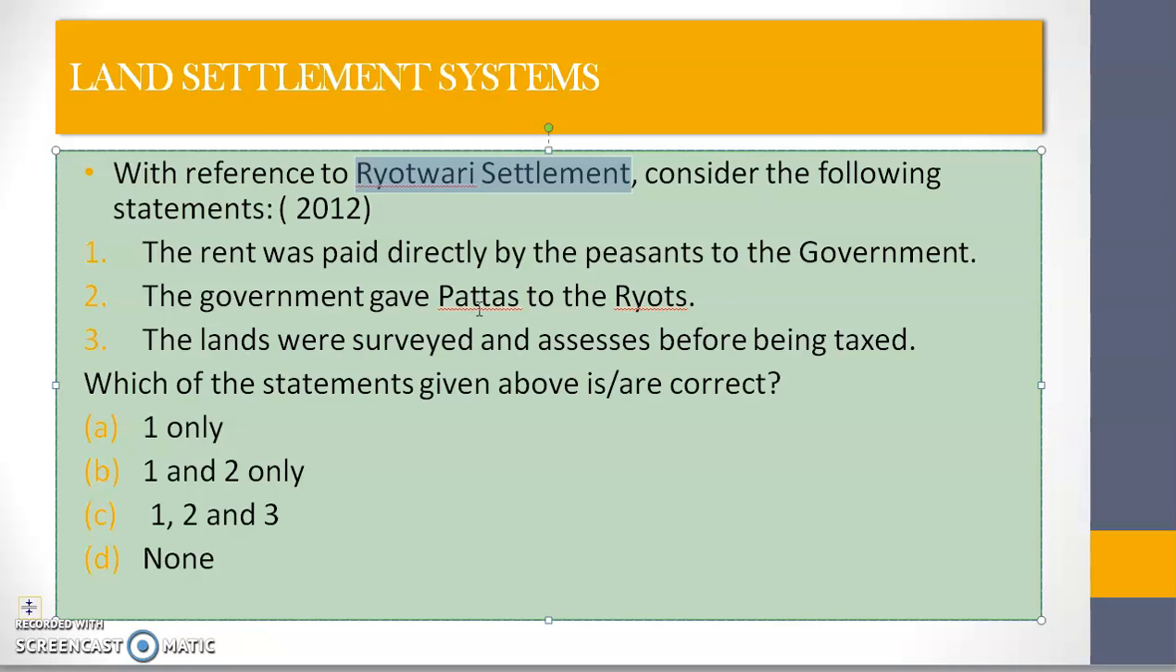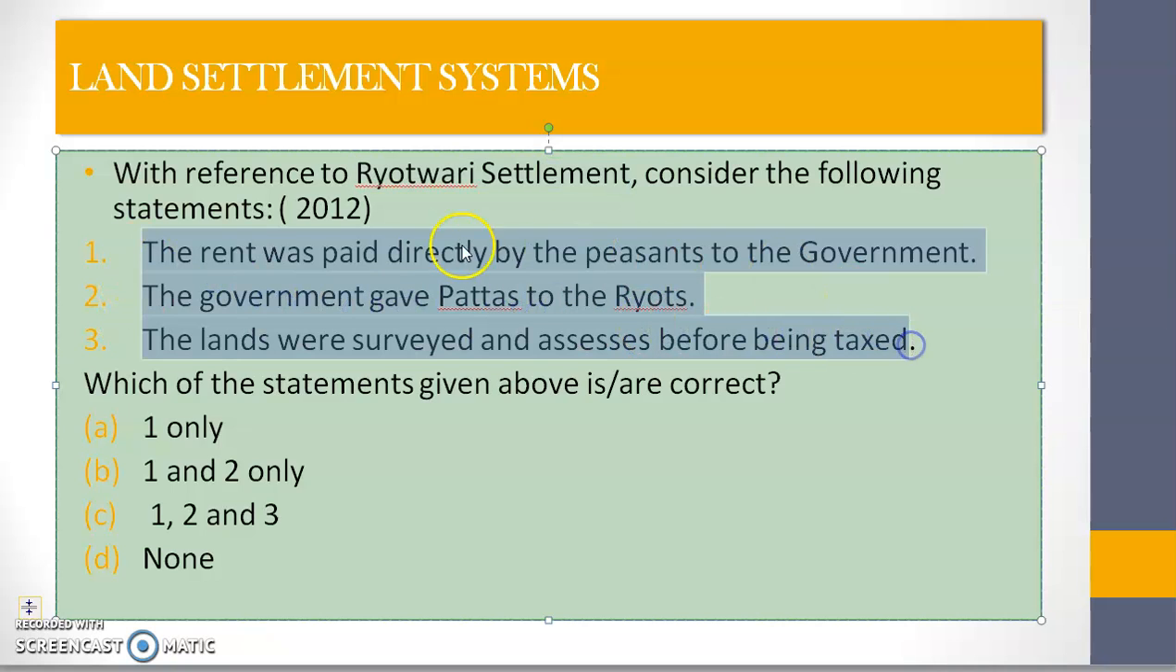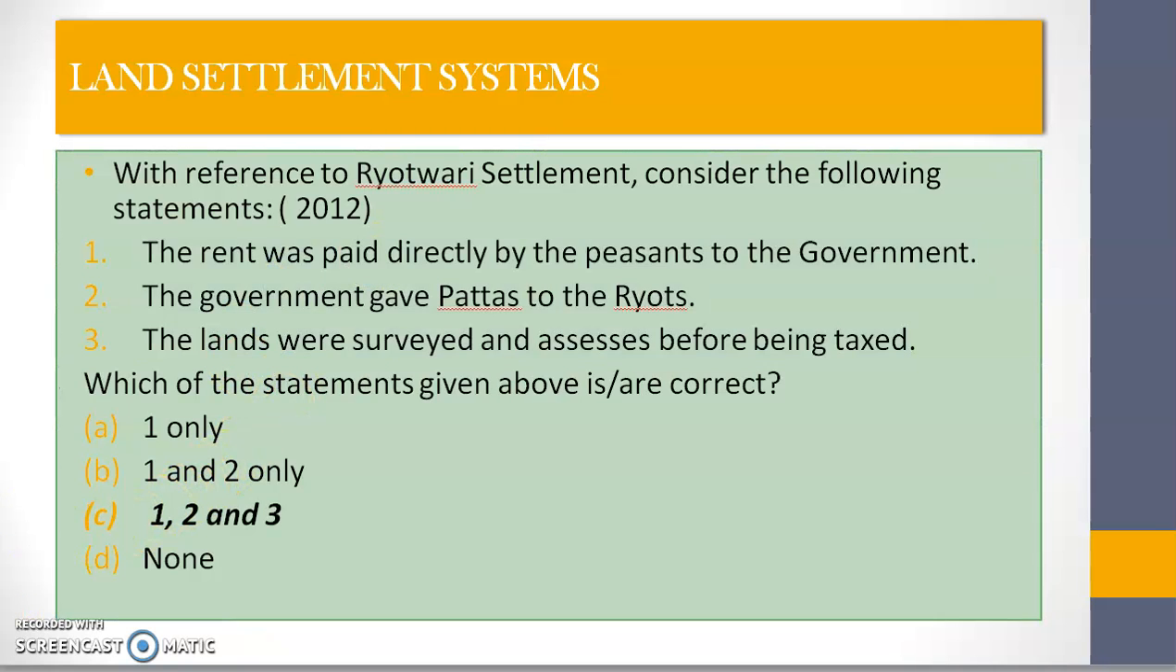And as we discussed the important features, when you are familiar with it, you can easily identify that all three statements mentioned in the question are correct. And here the answer would be your option C. Okay, so in a similar manner, you can try preparing your Permanent Settlement and Mahalwari settlement.